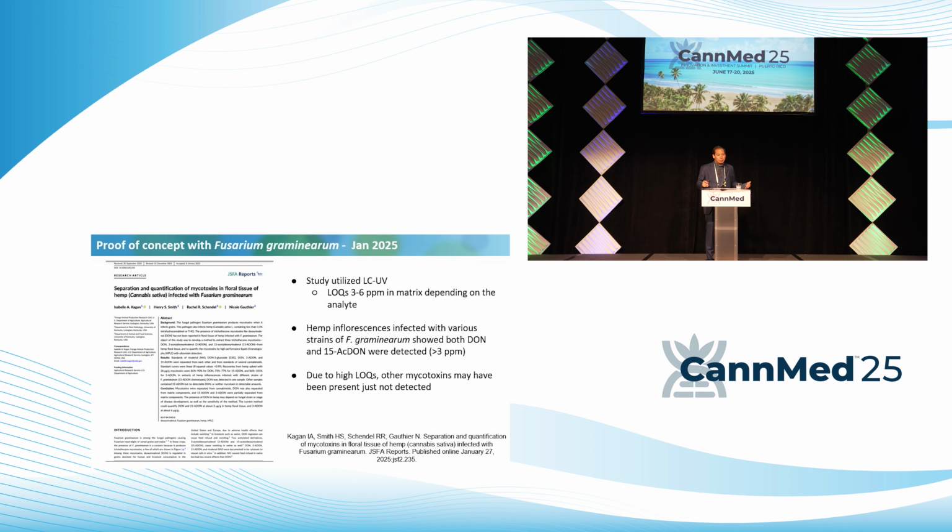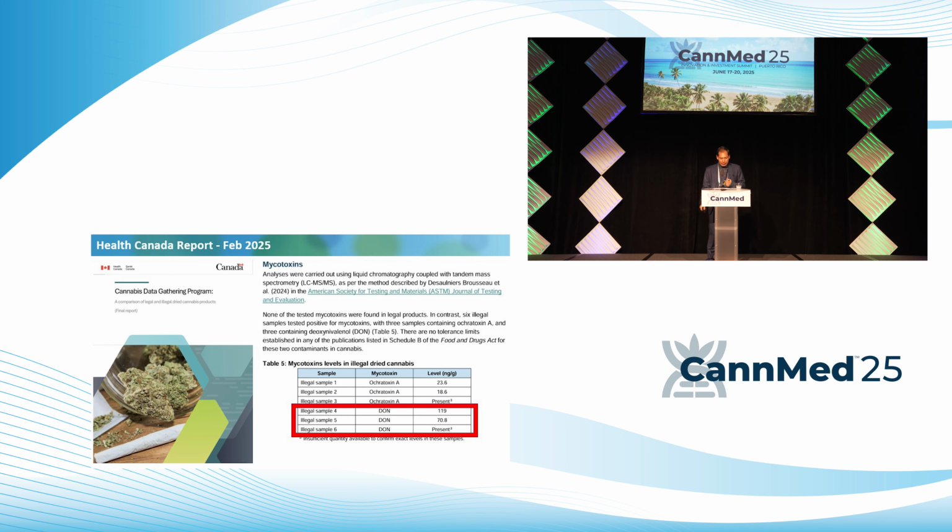And this is using an LC-UV method. So I want to point out those LOQs are pretty high at 3 to 6 ppm, depending on the matrix and the analyte that was tested. But in those hemp inflorescences, they did find both deoxynivalenol and its 15-acetylated derivative, at levels greater than 3 ppm. Again, because of those high LOQs, we also don't know if other things were present at lower levels that they could not see, because this is UV. This is not a triple quad mass spec, so the sensitivity is not going to be anywhere near what it could be. And then furthermore, Health Canada came out with a study.